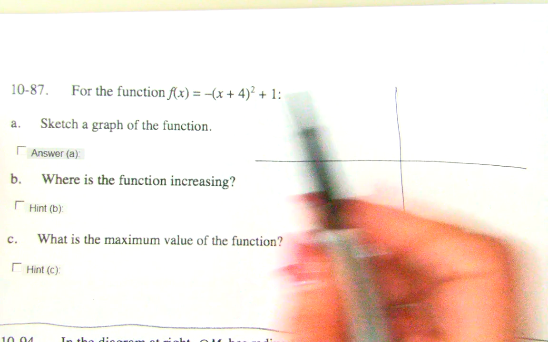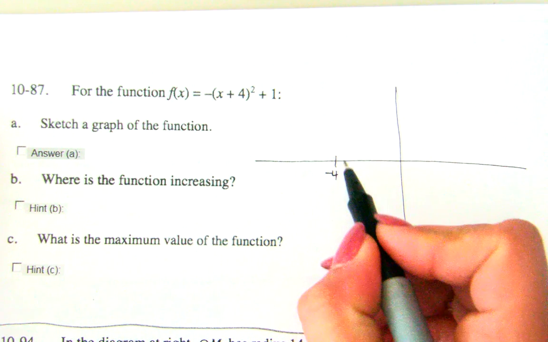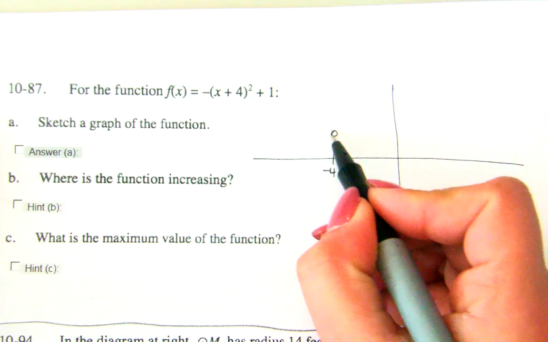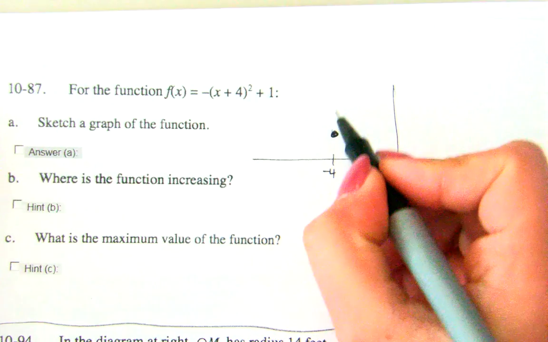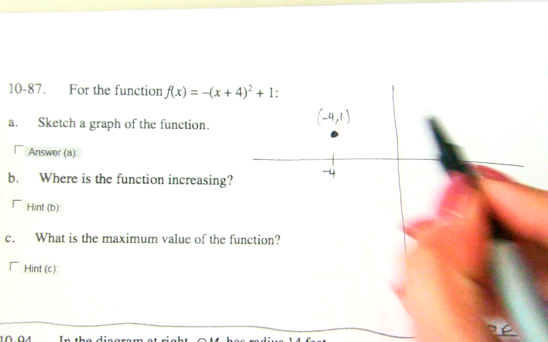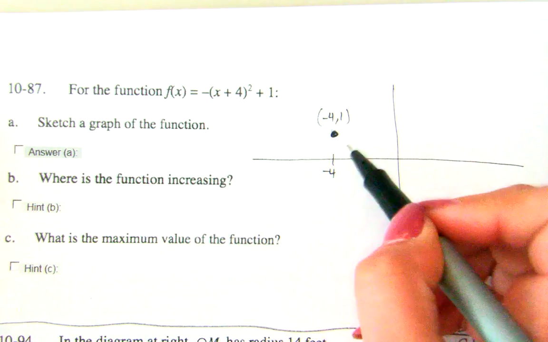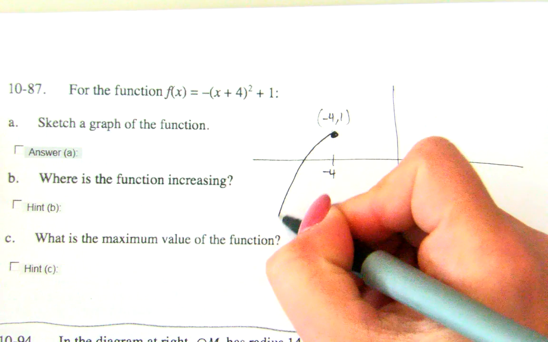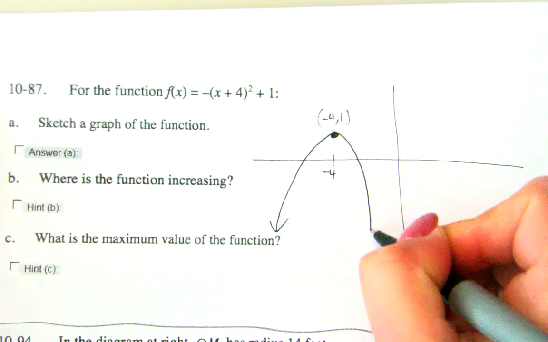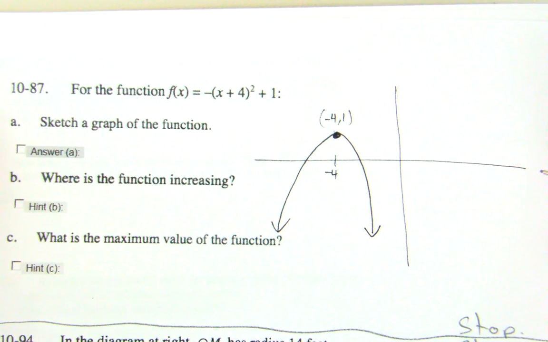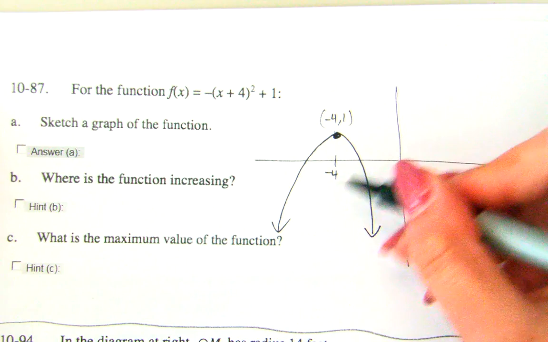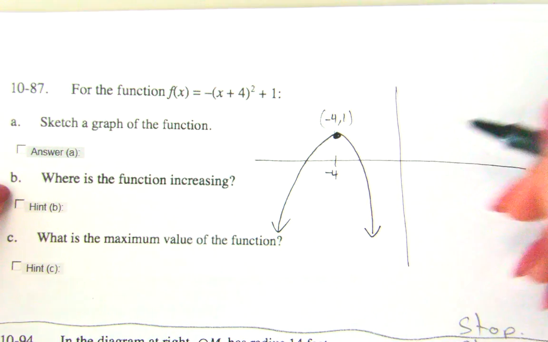At -4 and +1, there's the vertex. So -4, 1. And it's negative in front, so that means it's going to go down. And then, so that's a sketch. It didn't say anything about x-intercepts, so I'm going to assume they're somewhere over there.